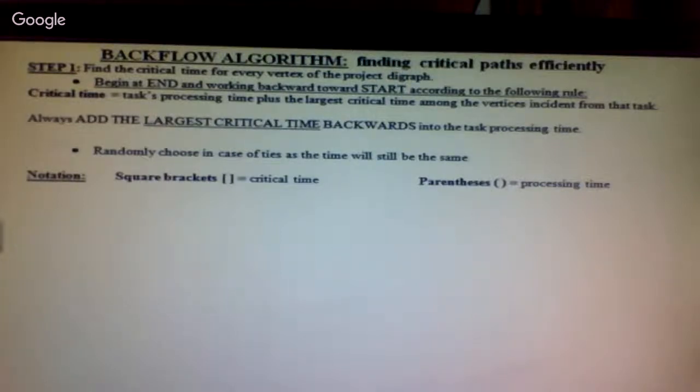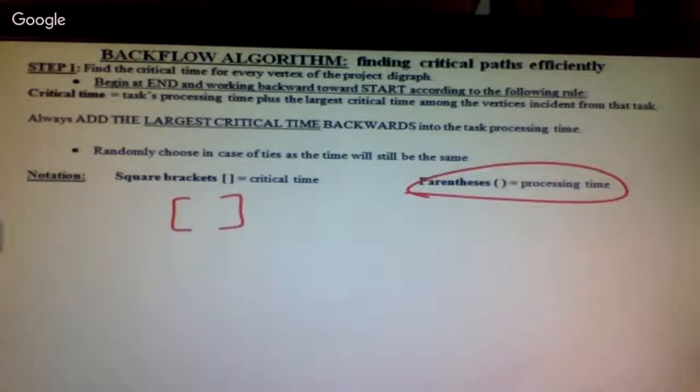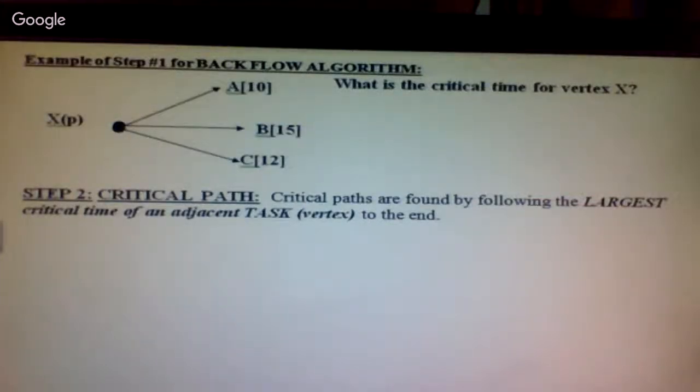I got you. Okay, so we're going to use something called the backflow algorithm. We're going to start at the end and work our way backwards, finding the longest time working backwards. Be careful. Instead of only having parentheses, which tell you how long it takes to do the task, we're now going to add in numbers in square brackets. The numbers in the brackets are the critical times. That tells you how long it will take from that point to the end.